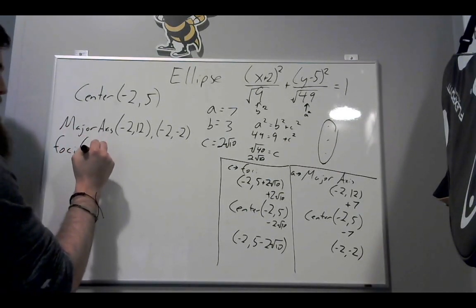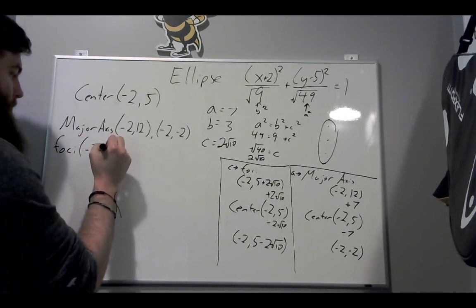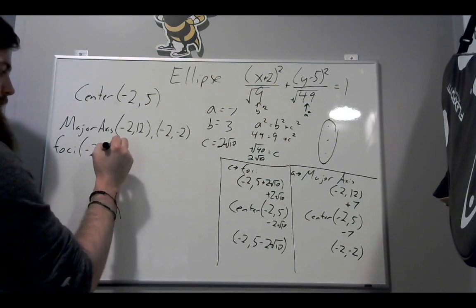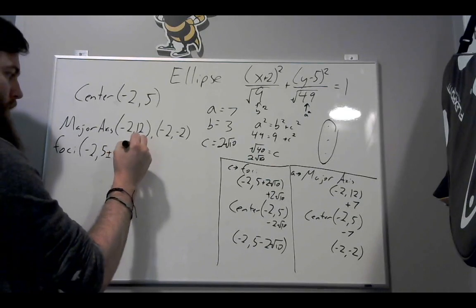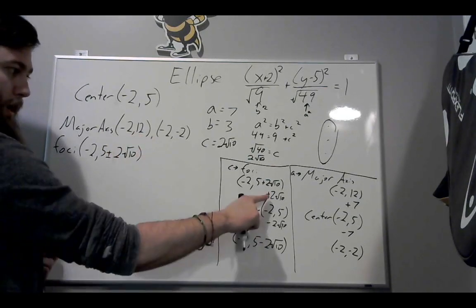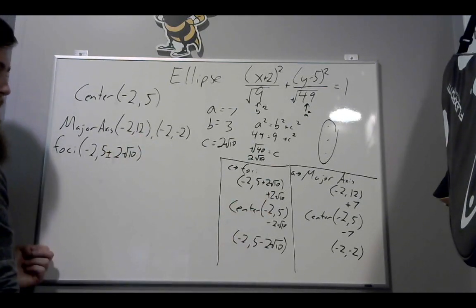One being (-2, 5 plus or minus 2 root 10), I'm just going to write it as 5 plus or minus 2 root 10 to save myself time, because that's what I did. I went up 2 root 10 and down 2 root 10.